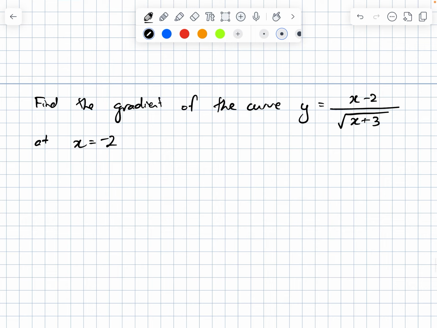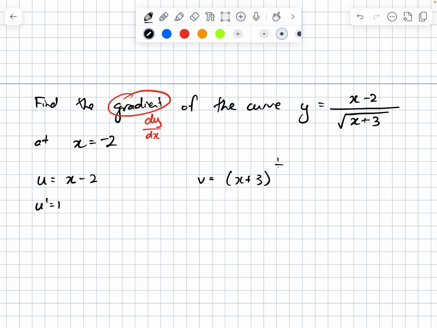You might get asked, find the gradient of the curve y equals x minus 2 all over the square root of x plus 3 at x equals negative 2. Now we should know that the word gradient means just find dy dx when x equals negative 2, i.e. differentiate and make x equal negative 2. So, u is the numerator, x minus 2, which means u dash is 1.